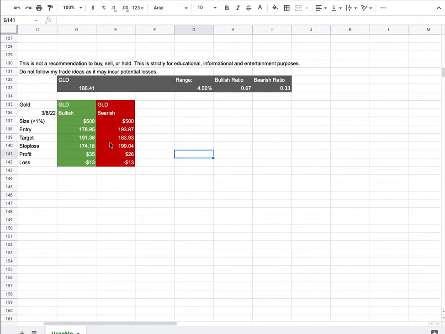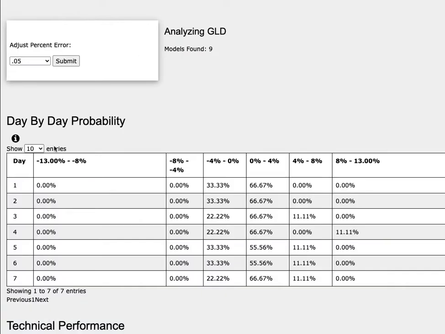So how did I develop these trade ideas? It all comes from the day-by-day probability model. As we progress to the 5th day or week of trading, gold futures has a 56% chance to climb between 0 to 4%, 11% chance to climb between 4 to 8%, and to the downside, a 33% chance to fall between 0 to -4%.